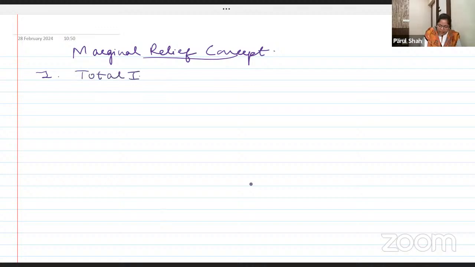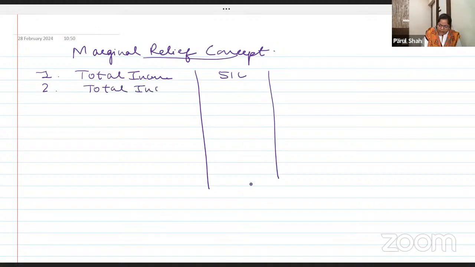What is your total income? Right now, it's 51 lakhs. Second, what is your total income without the addition? Meaning, without adding, if it did not exceed 1 lakh, what would have been your income? 50 lakhs. Third, what is the excess income? 1 lakh.